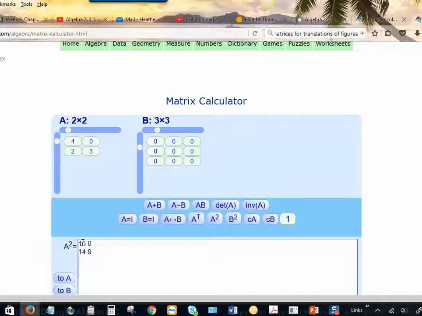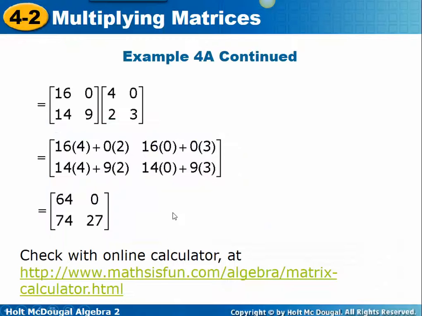I'm going to now send this to A, 16, 0, 14, 9, and I'm going to change B to my original A. That was 4, 0, 2, 3. So now I'm going to multiply A times B because after I squared it, that's what I got. So now I need to multiply those two together. And 64, 0, 74, 27 is exactly what we got by going the long way in the lesson.